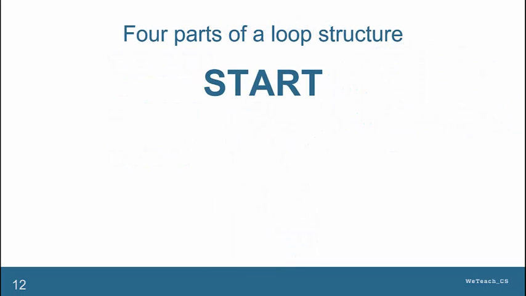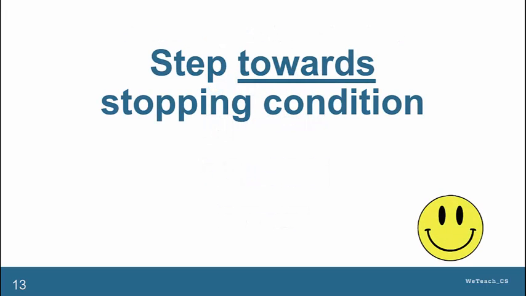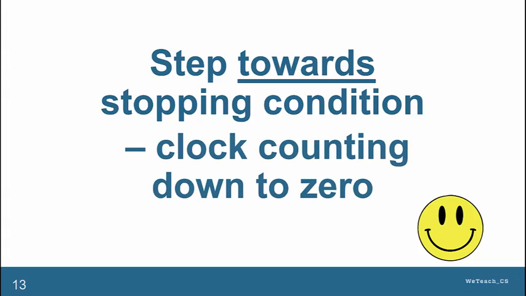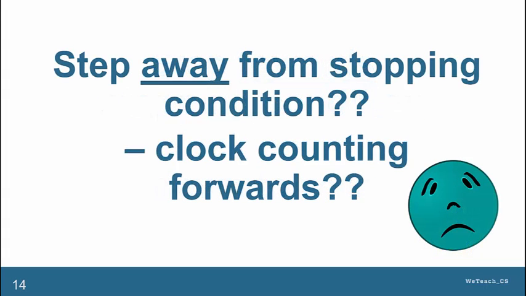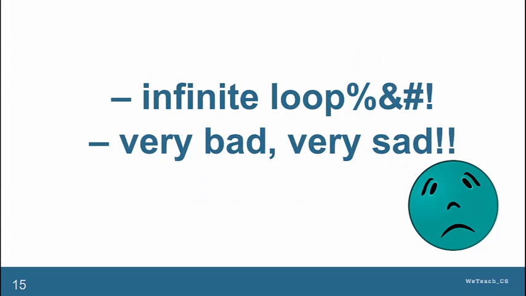Start the loop somehow. Make sure the check condition is true. Do something for the action of the loop. Step towards the stopping condition, the one that will make the check false. The key is to make sure the step is moving towards a stopping condition. In this case, the clock is counting down every second until it reaches 0. If the game clock counted forwards, the game would go on forever. This is known as an infinite loop, not a good thing.